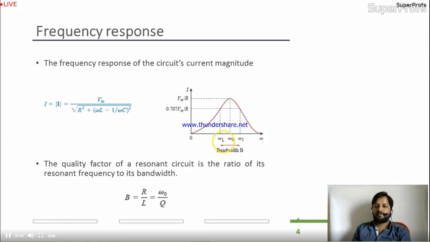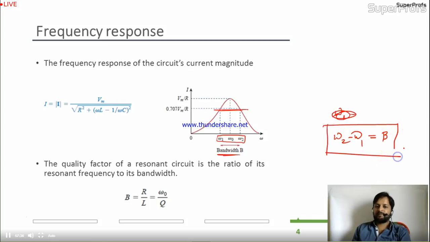Now come to the bandwidth. The difference between omega 1 and omega 2 is the bandwidth. This is a useful thing for us. So omega 2 minus omega 1 is nothing but the bandwidth, denoted by B.